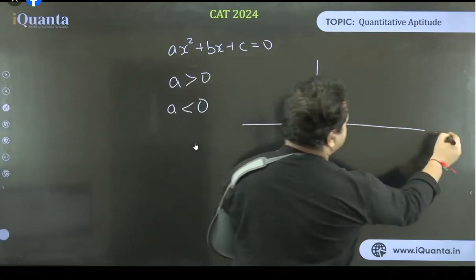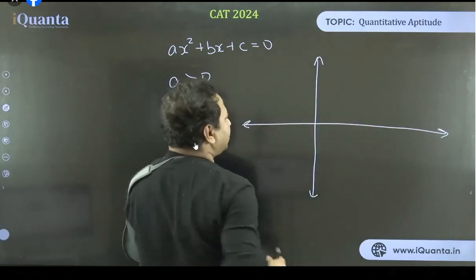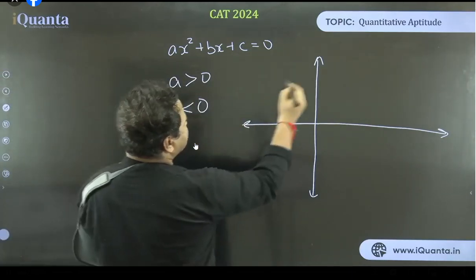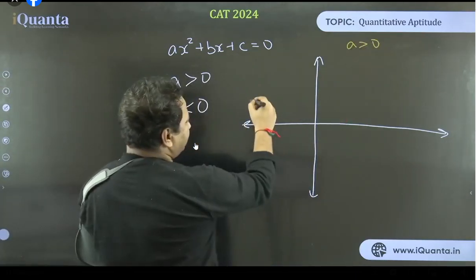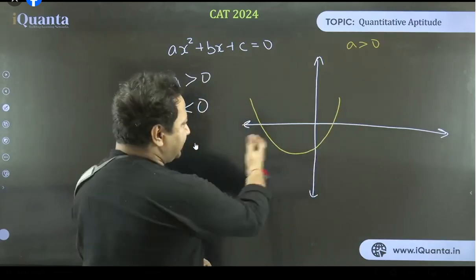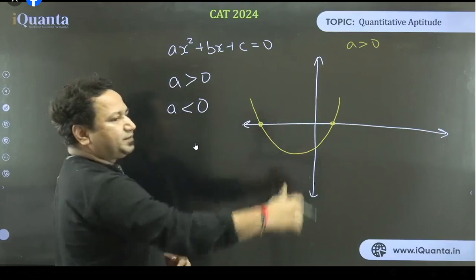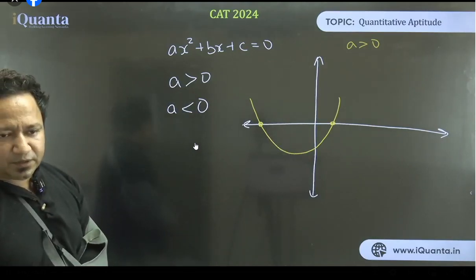It will look something like this. Two different roots. So we can have three different ways in which roots can look. I'm talking about a greater than 0 first. If a is greater than 0, the graph looks like a parabola. What is a parabola? This is a parabola, an upward facing parabola. Alright?